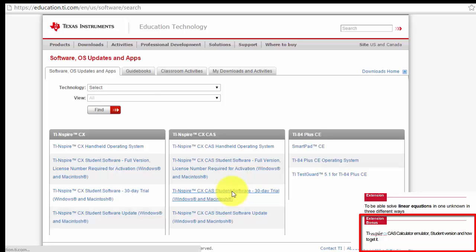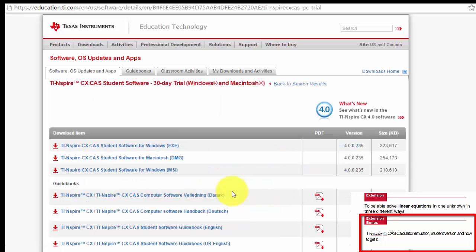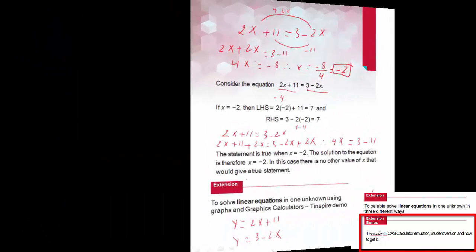Okay, so that gives you a 30-day trial. Click on it, and for Windows users, you have these two, EXE or MSI. Both of them will do. This is the version number. So currently we are on version 4.0.0.235. And also it would be a good idea to download the guidebook, the student software guidebook. All right, so this is how you get the software. And let's go back to our presentation.